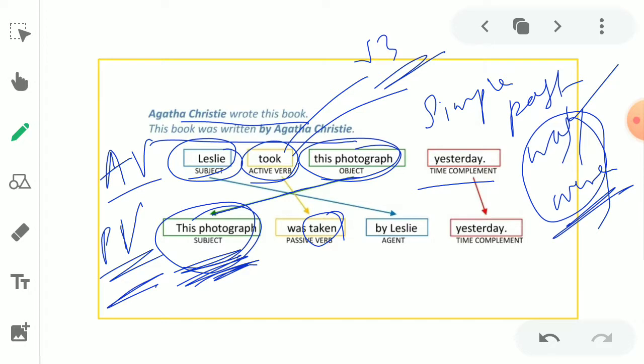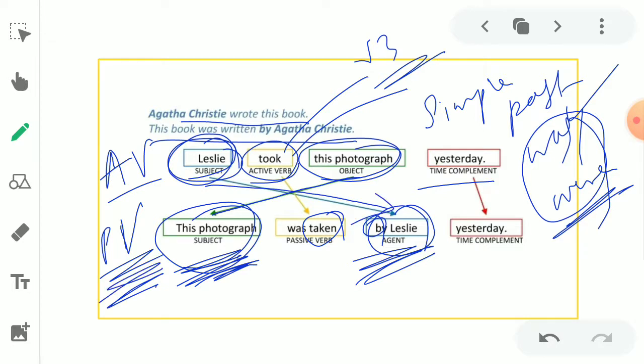Then Leslie, preposition by is used. Leslie, the subject of active, becomes the agent in the passive voice. Then you can continue with the complement, that is yesterday. So this is the way we have to change this voice.